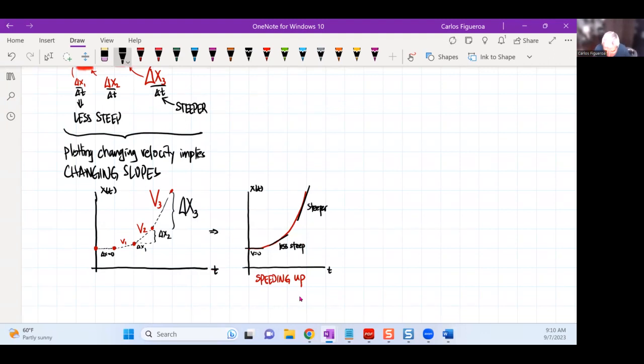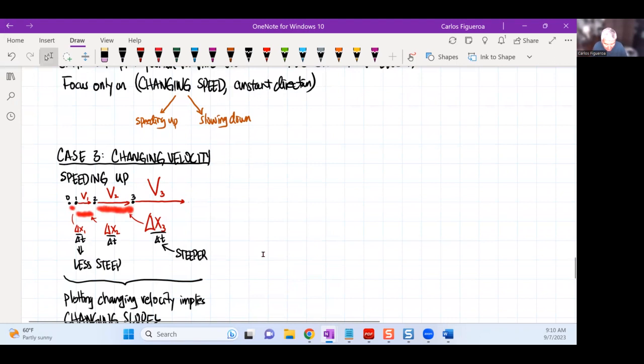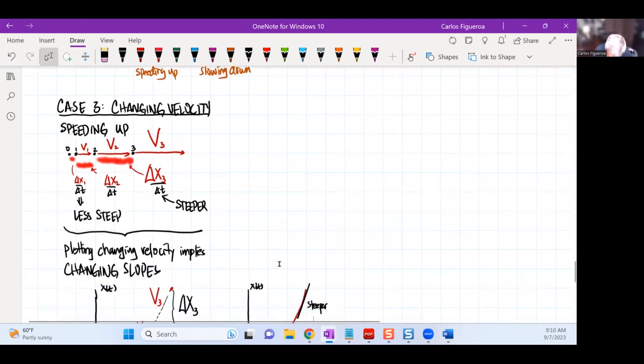So it's the steepness of the slope that tells you about the speed. That's how you graphically look at this thing. Now, we can go back and we can look at the same thing here. Let's talk about slowing down. So let's do the exact same thing, but let's move it over here to the right. So here I go. Let me try not to overlap these guys.